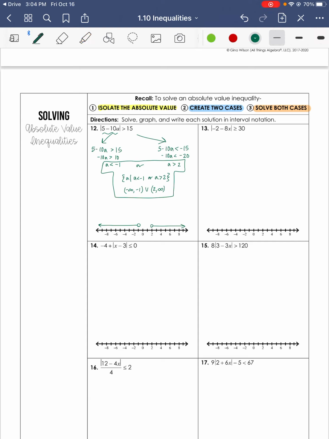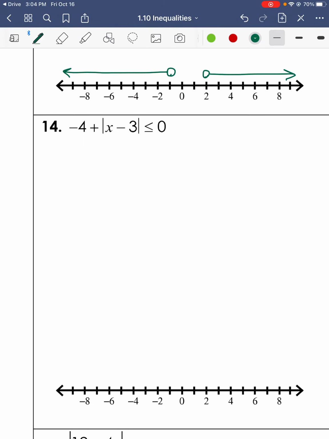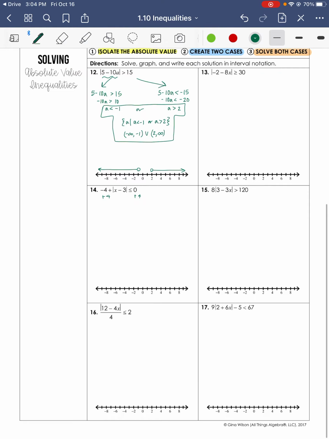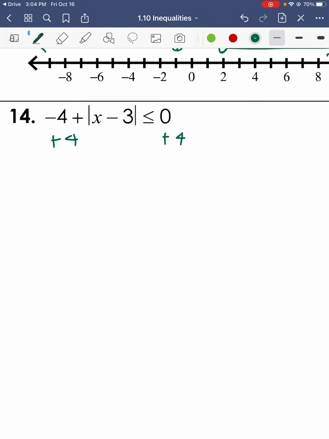Solve both cases. Okay, so if we look at number 14, first is to isolate the absolute value, then create two cases and solve for both cases. So here, isolating the absolute value means getting rid of this negative 4 that's being added, or that's technically being subtracted, I guess. So let's add 4 to both sides. Then we have the absolute value of x minus 3 is less than or equal to 4. Okay, absolute value is now isolated, so we'll separate this into two conditions here.